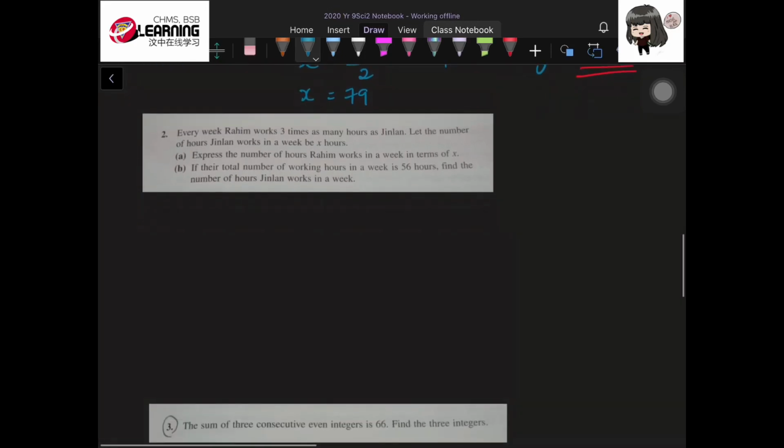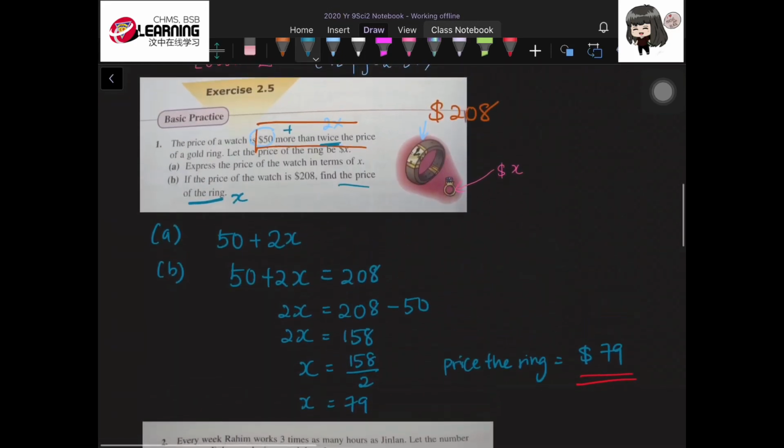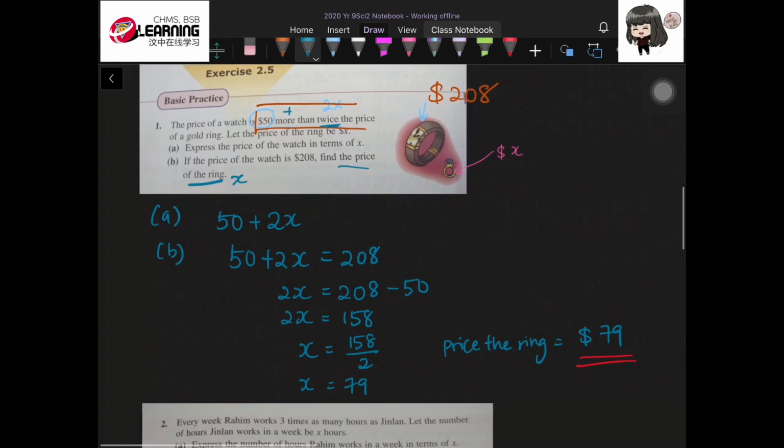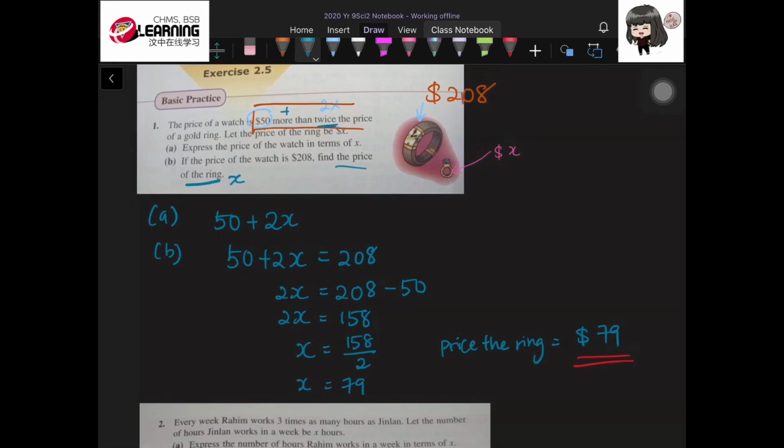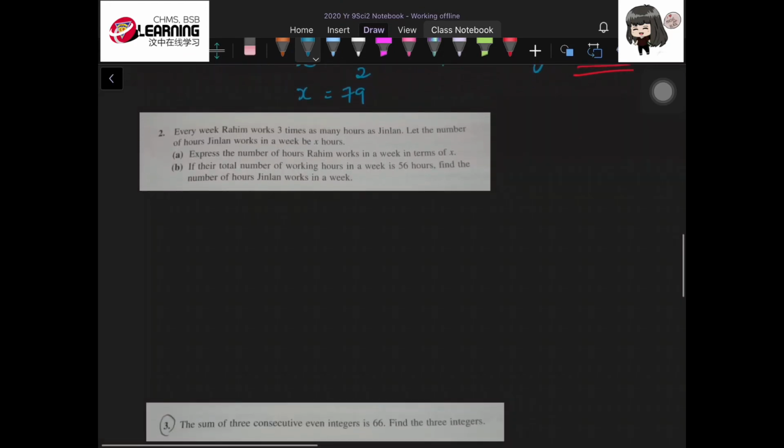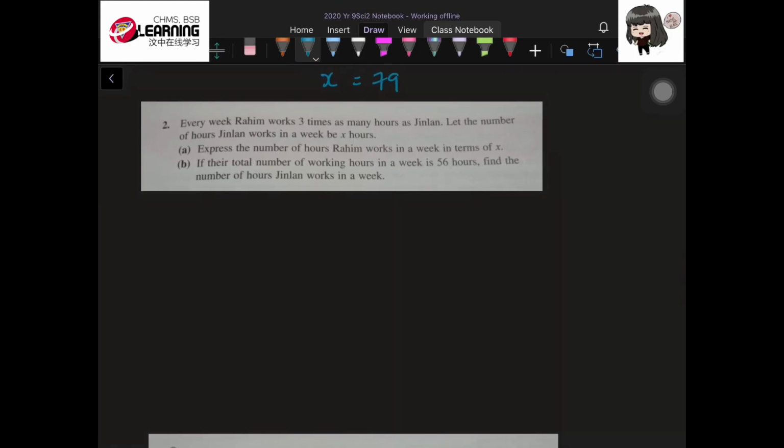Okay, question number 2. If I'm too fast, you can pause the video and try out number 1 again, or you can rewind to listen to the explanation for question number 1. Question number 2: every week, Rahim works 3 times as many hours as Jinlan. Let the number of hours Jinlan works in a week be x hours. So Rahim works more than Jinlan, he is more hardworking, right?